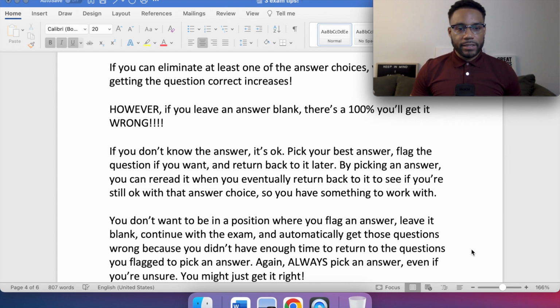By picking an answer, you can reread it when you eventually return to it to see if you're still okay with that answer choice, so you have something to work with, right? So it's not like you're just reading it fresh again. You're like, you know what? I'm gonna pick this answer choice, and then when you eventually return to it, you're like, this is the answer I went with. I'm still not 100% sure, but I'm still okay with this answer. You still have something to work with, is what I'm saying.